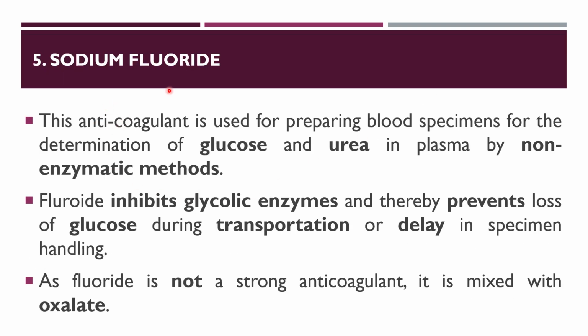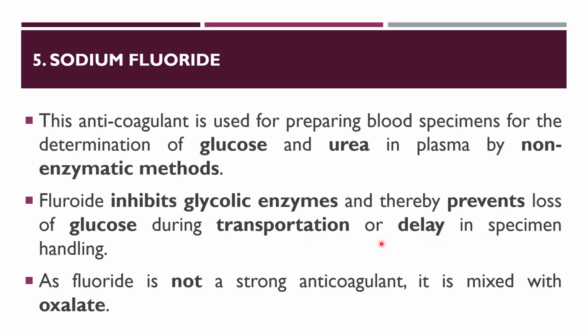Then the last anticoagulant for today's session will be sodium fluoride. You may have used this anticoagulant very often with diabetic patients for glucose estimation, right? And urea estimation you can also perform in this anticoagulant. So basically, fluoride inhibits the glycolytic enzymes present there, and by inhibiting the glycolytic enzymes, it prevents the loss of glucose during transportation. So basically, it will preserve the glucose levels inside the blood.